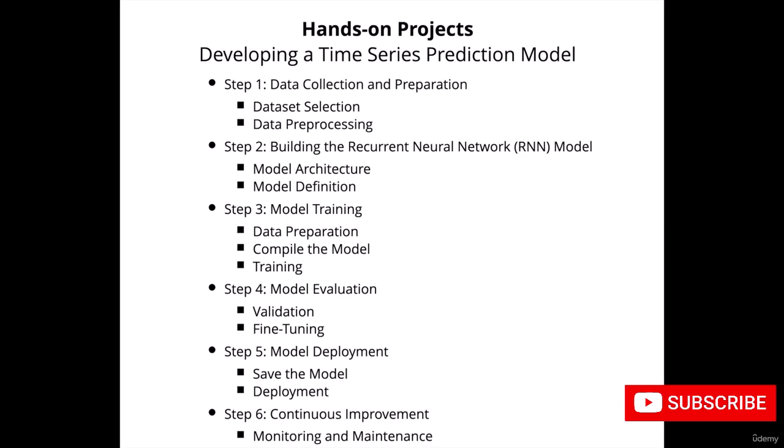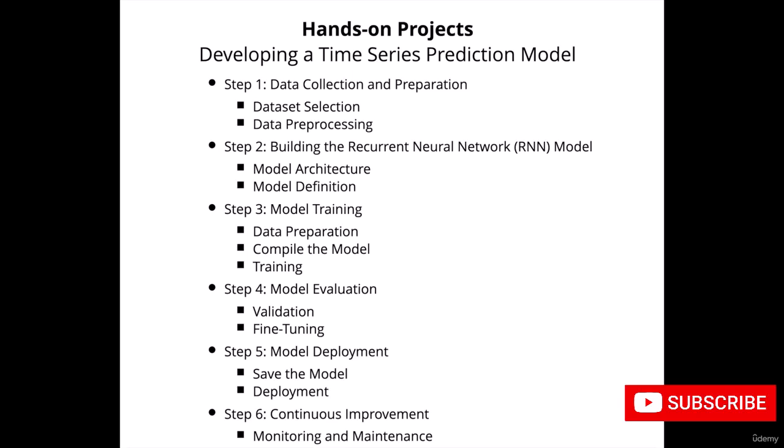Next is data processing. Pre-process the time series data by handling missing values, scaling the data, and splitting it into training and testing sets. Step 2 is building the recurrent neural network model, RNN. Model architecture. So design an RNN architecture suitable for time series prediction tasks. Common choices include long short-term memory, LSTM, and gated recurrent unit, GRU networks.